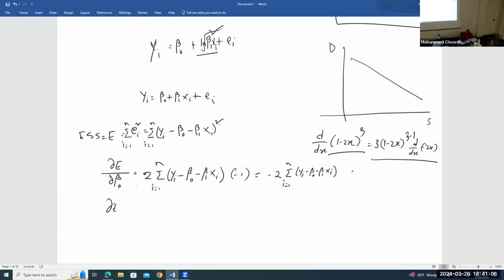Now, the second time, if I differentiate this with respect to beta 1, then what am I getting? 2 sum, i goes 1 to n, of yi minus beta 0 minus beta 1 xi, and then if you differentiate these things, you get xi, which will give you minus 2 sum xi times yi minus beta 0 minus beta 1 xi. This is what you are getting.